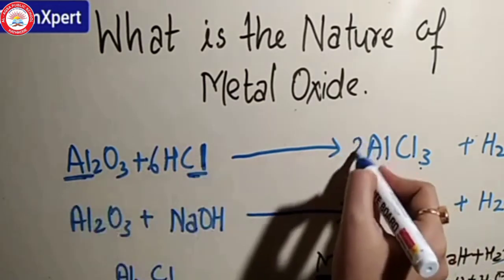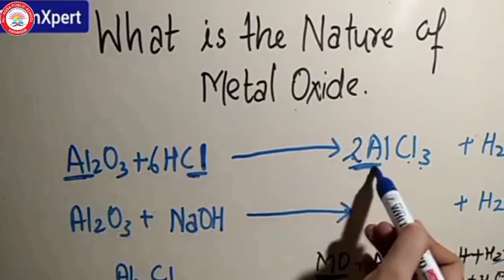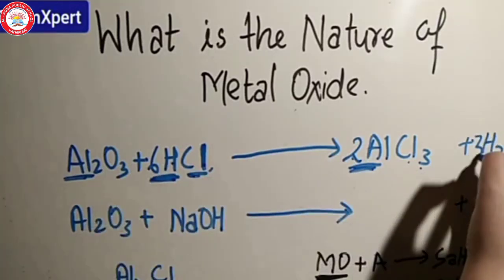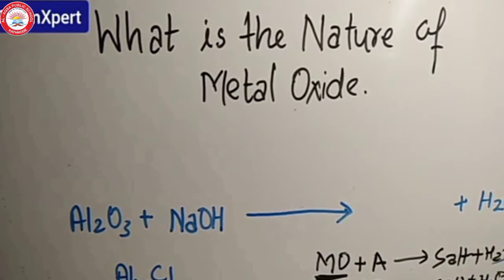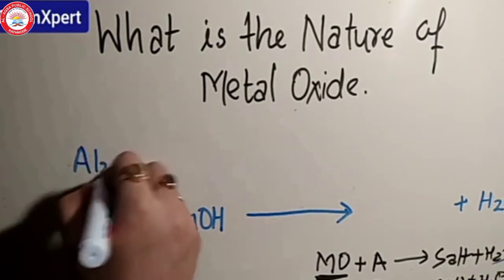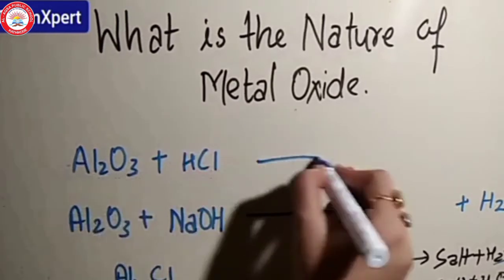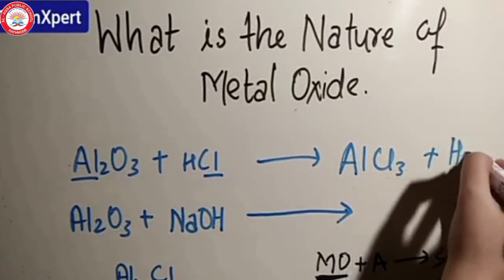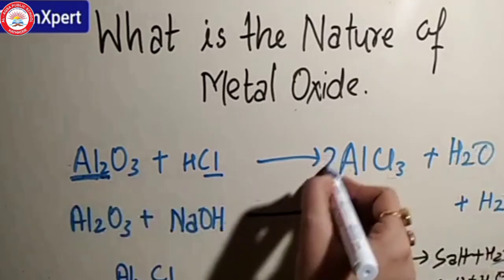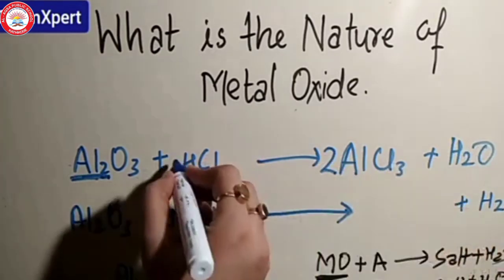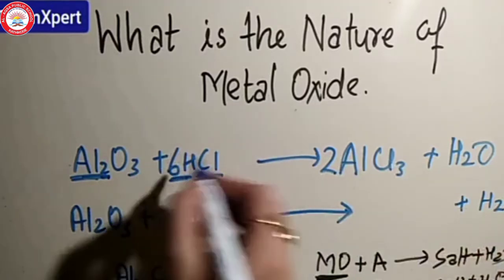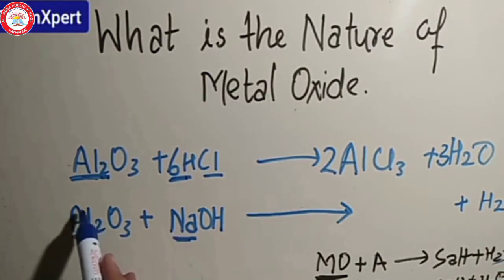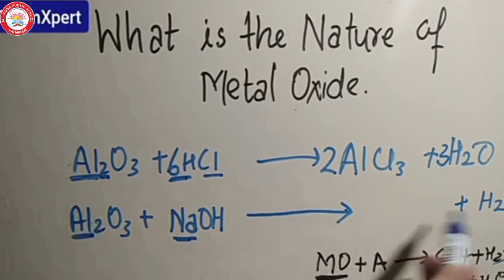Okay, then we will get, now aluminium is balanced, next we have to balance hydrogen, and now we got the equation as Al2O3 plus HCl. That means we have to balance it, and we will get Al2O3 plus 6HCl gives 2AlCl3 plus 3H2O. It's a very important equation.